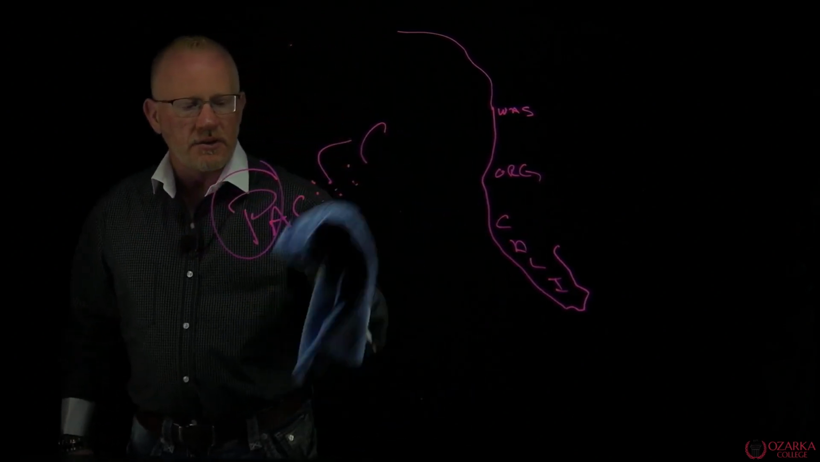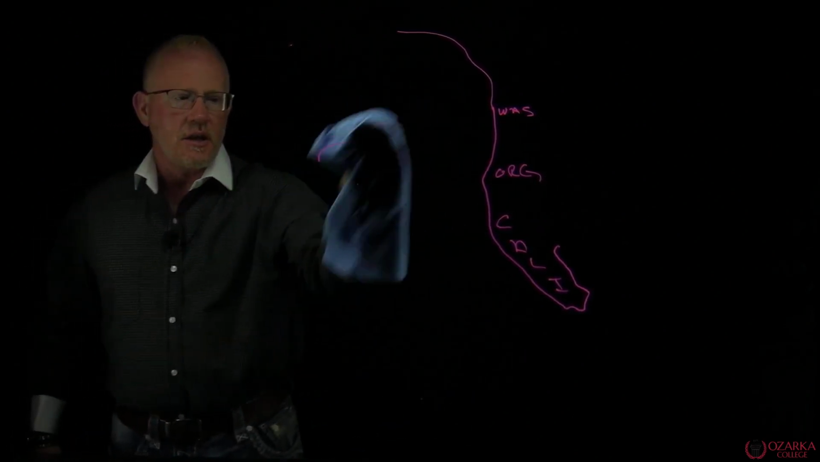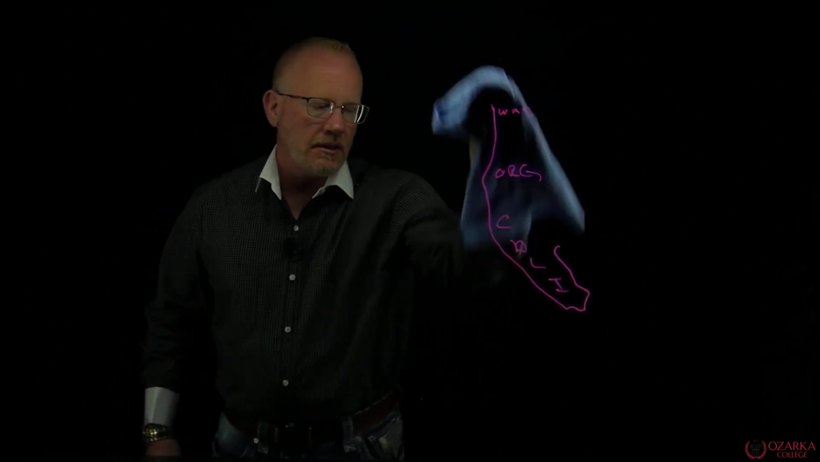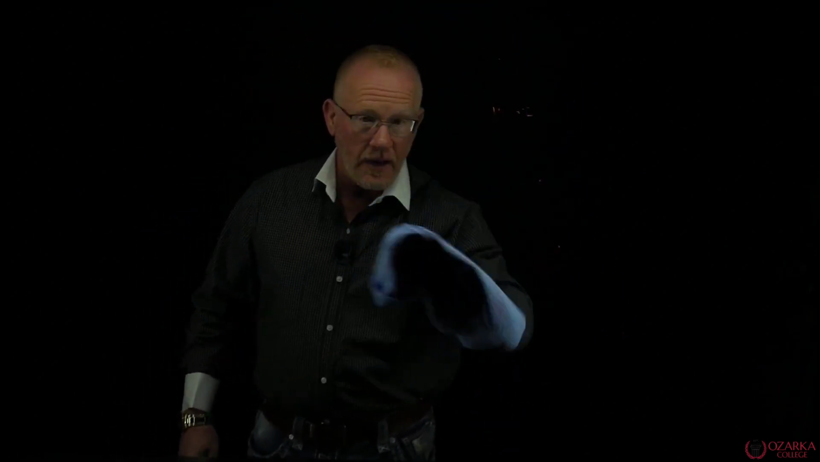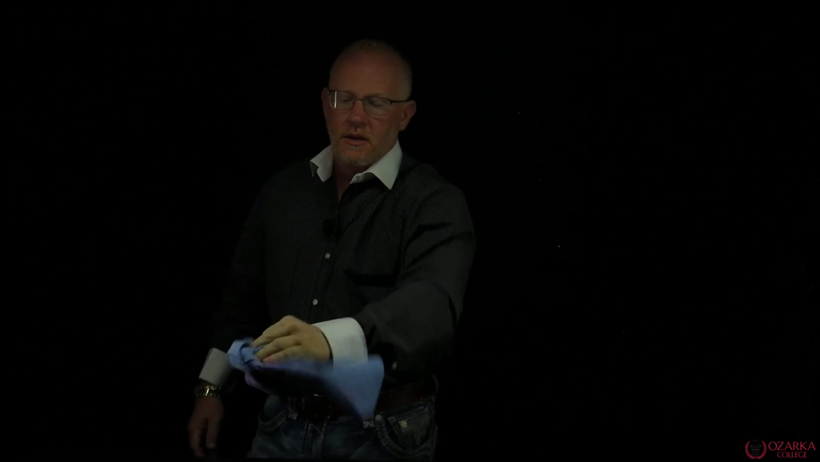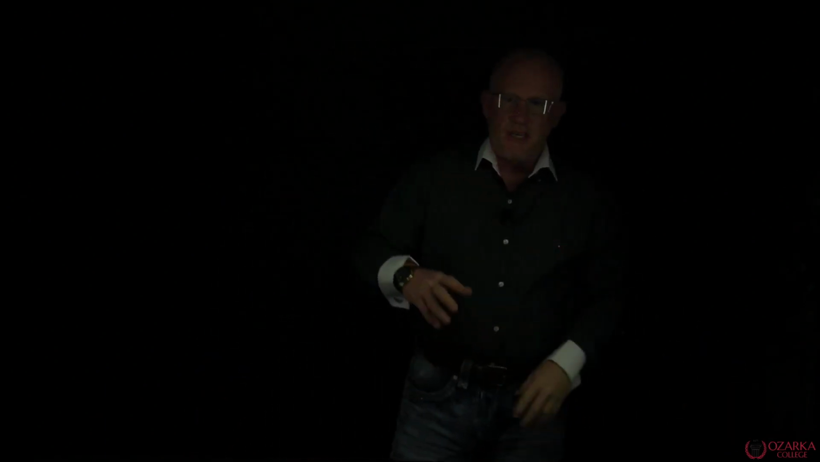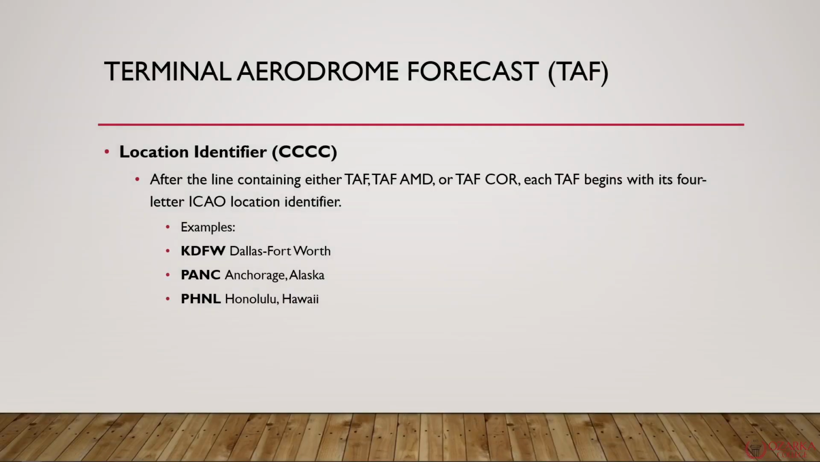Everything that is CONUS or in the continental United States will be listed on the identifier as K whatever, all right? So just know that if you see a P, it's either Alaska or Honolulu, or down in Hawaii, somewhere like that, okay? All right.